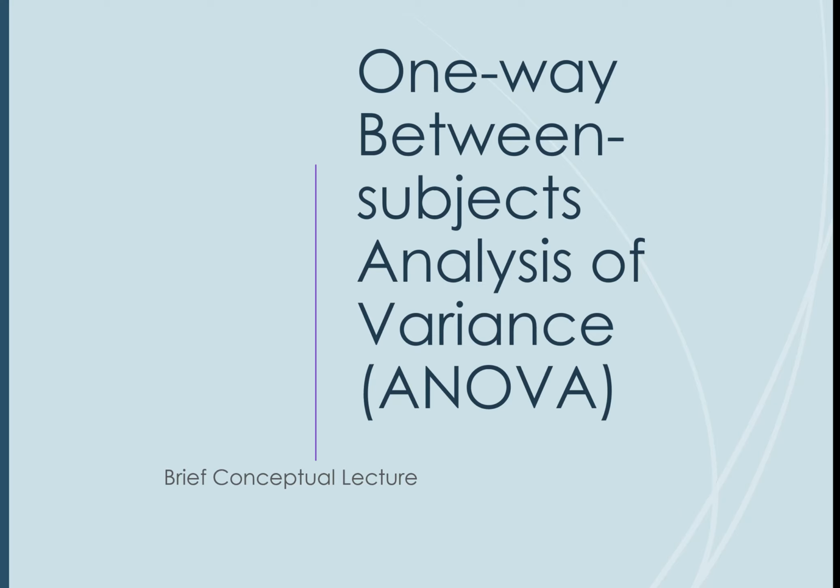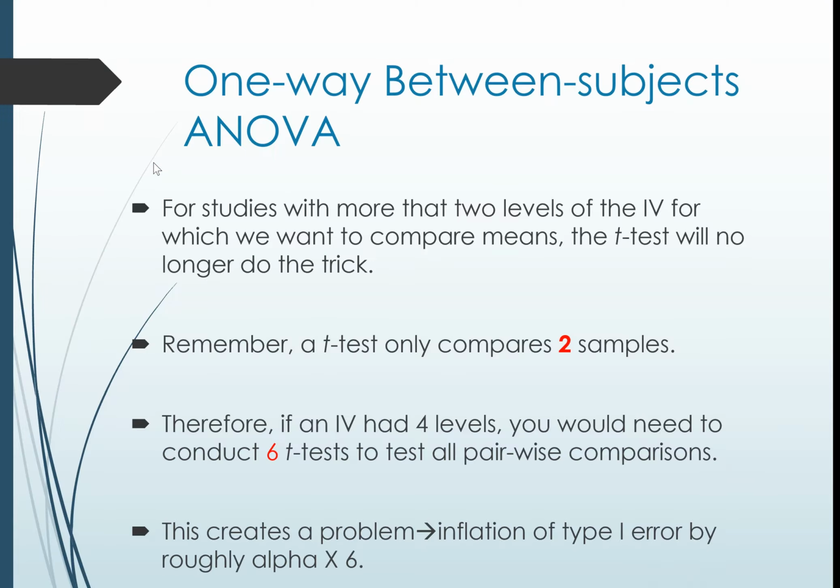One way between subjects analysis of variance applies to a between subjects design with a categorical independent variable and an interval ratio dependent variable. So for studies with more than two levels of the independent variable, we can't use the t-test. A t-test basically compares two groups or two samples. So we won't be able to use the independent samples t-test.